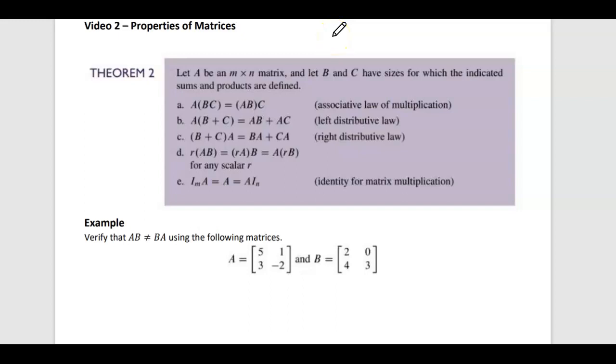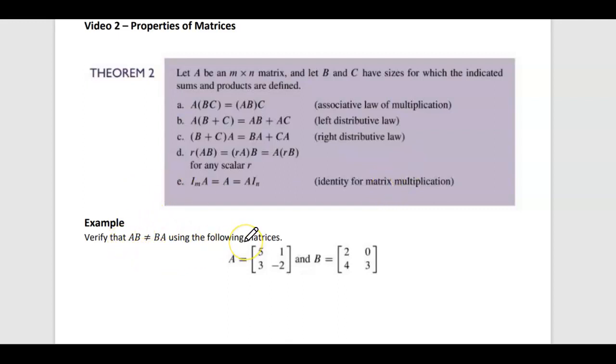All right, so this video is going to be about some of the properties of matrices, and there was a theorem in our textbook that I think is important to go over. It does not matter the order in which you multiply as long as the list remains consistent. What do I mean by that? You'll see here in the example that we don't have the commutative property of multiplication.